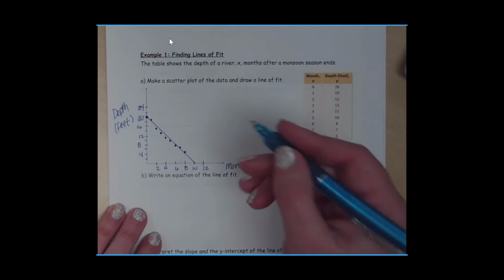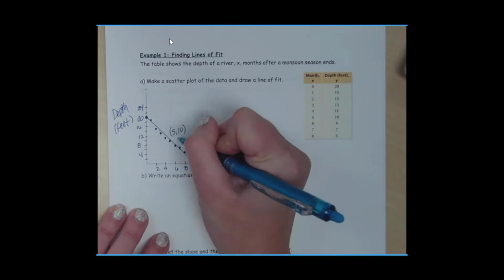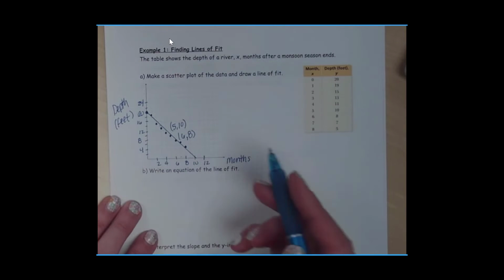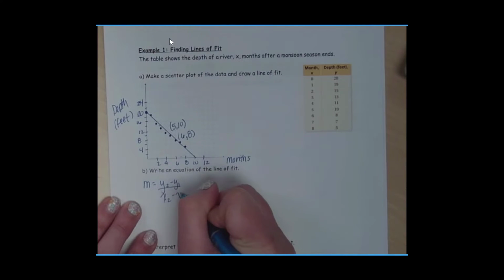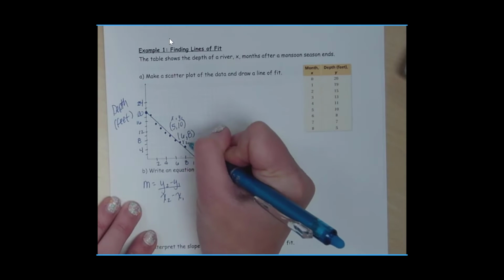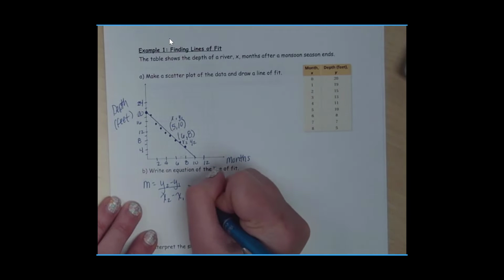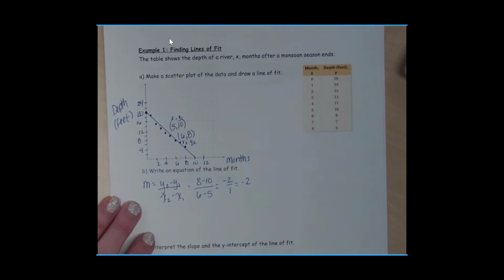So what I'm going to need to do is come up with 2 points. So I'm going to use (5, 10) and (6, 8). Now again, this is an estimation of this line. So how do I write an equation with 2 points? Well, first we're going to find our slope, which is change in y over change in x. So let's see, I've got x1, y1, x2, y2. So I have 8 minus 10 over 6 minus 5. So I have -2 over 1. So my slope is -2.